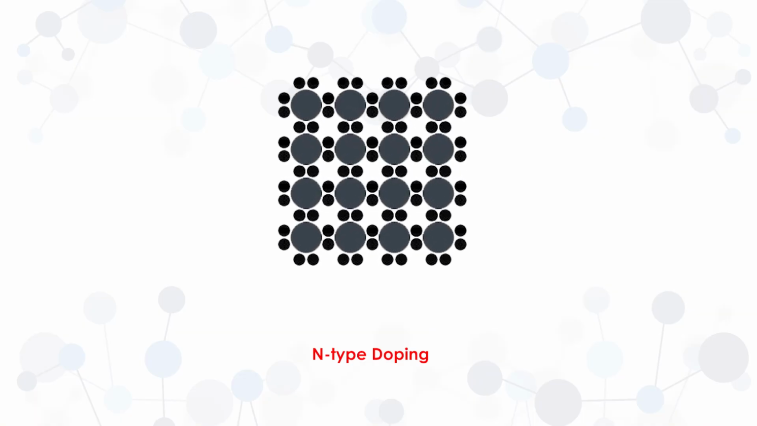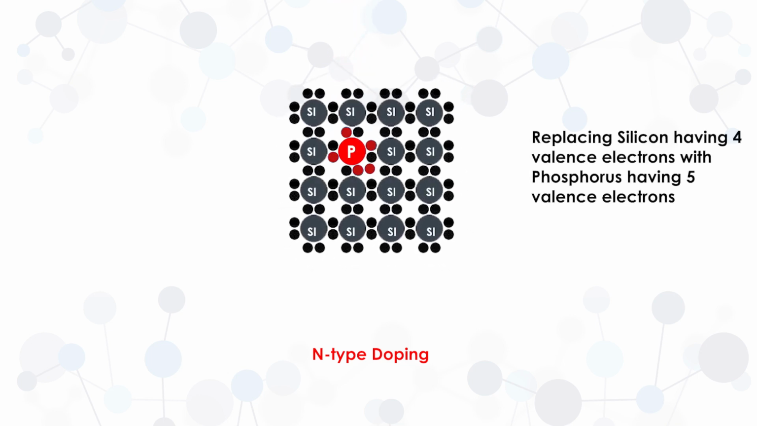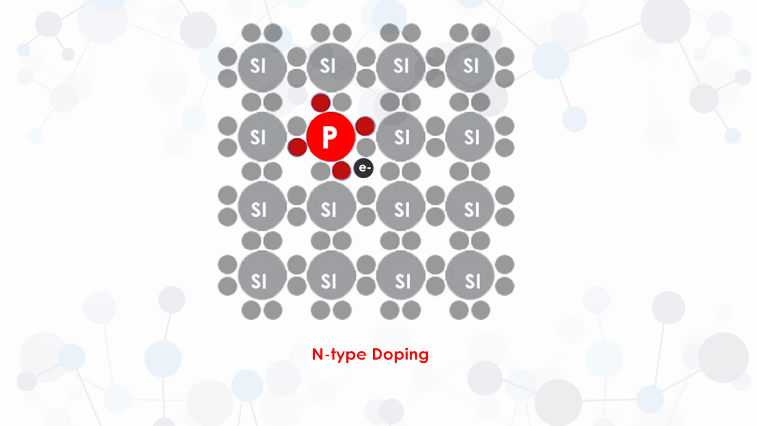N-type or negative type doping is when an element with more valence electrons is added in trace amounts to the semiconductor, such as phosphorus or arsenic, which have 5 valence electrons, as compared to silicon's 4 valence electrons. The doped element replaces some silicon atoms, thus creating an excess of negatively charged electrons, as each introduced atom donates an extra electron.